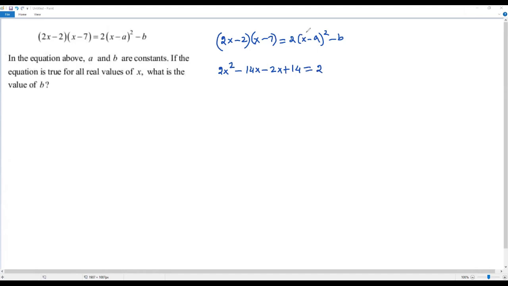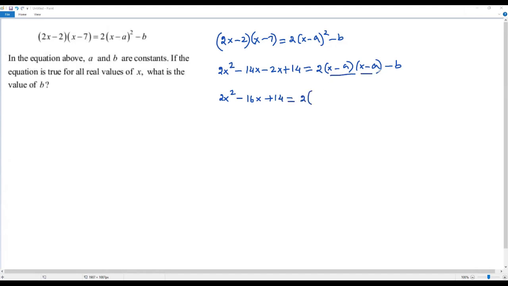Here, 2 times (x minus a) squared, we can write (x minus a) squared as (x minus a) times (x minus a), because we have exponent 2 for this (x minus a). We can write the negative b at last as it is. Here, 2x squared stays, and we can combine the like terms negative 14x and negative 2x. Then we get negative 16x plus 14 equals 2 times.